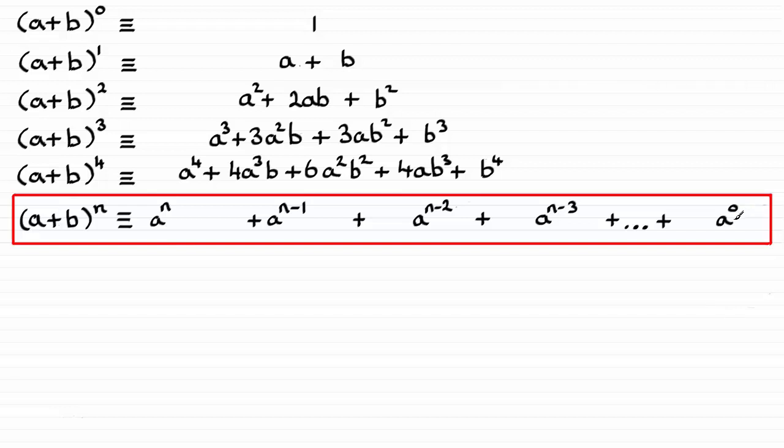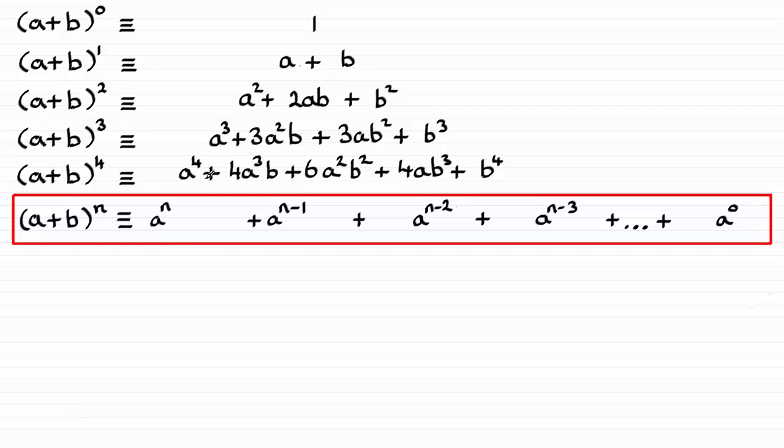Now let's have a look at the b's, starting with the expansion of a plus b to the power 4. I can see that the b's from this term here go upwards in ascending powers, b to the power 1, b squared, b cubed, b to the 4. Well, you could argue that the first one is b to the power 0, because that's going to be 1.